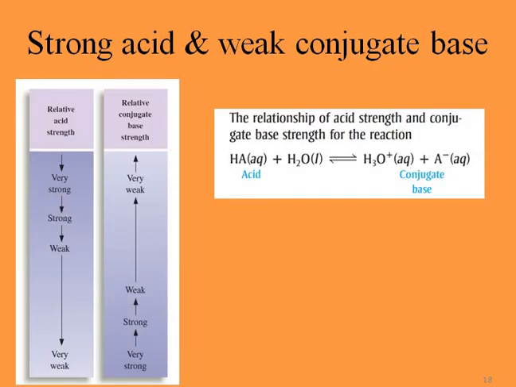So as you see here, that shows a strong acid results in a weak conjugate base. So when we have a very strong acid, we have a very weak conjugate base. As you go down from very strong acid to very weak acid, you finally have a very strong conjugate base. So when the strength of an acid decreases, the strength of the conjugate base increases.